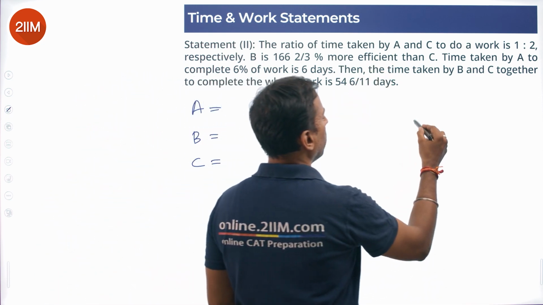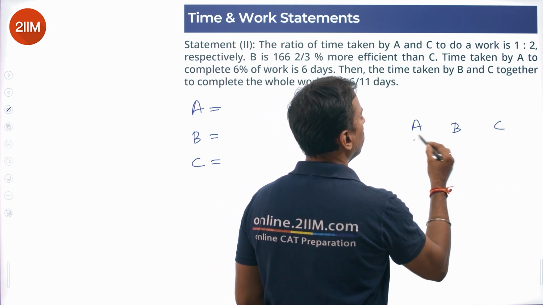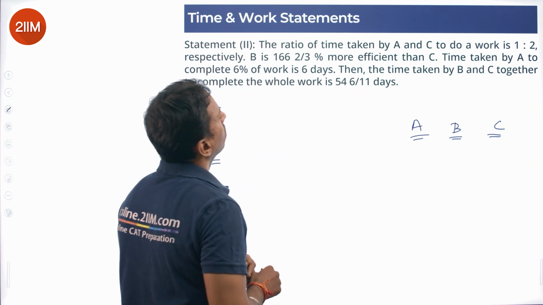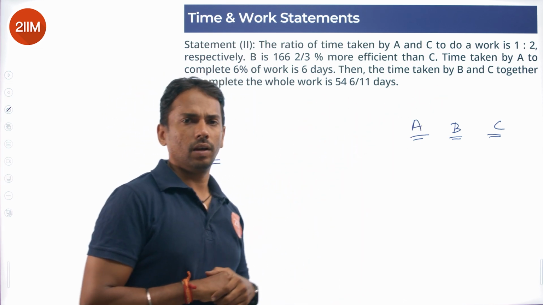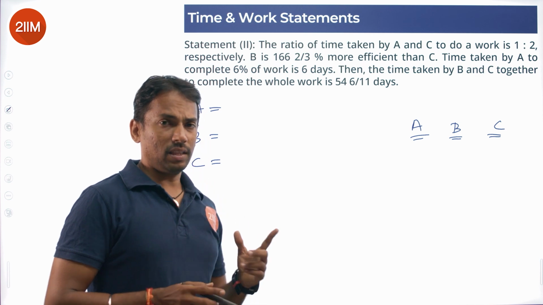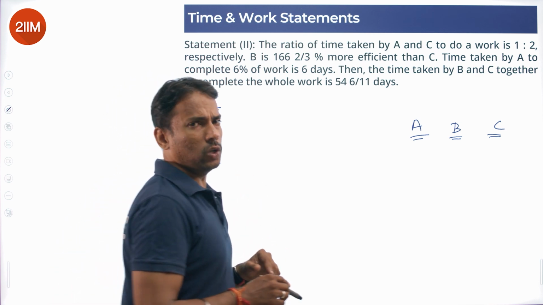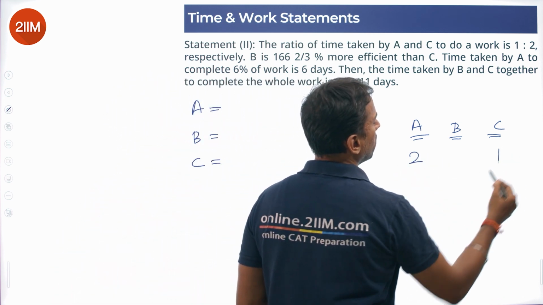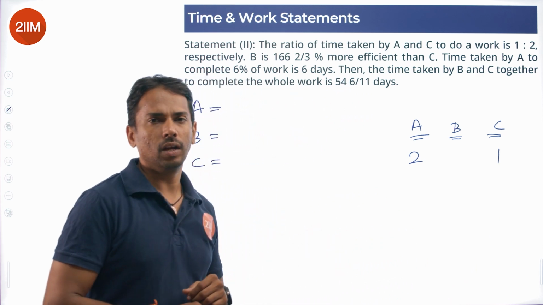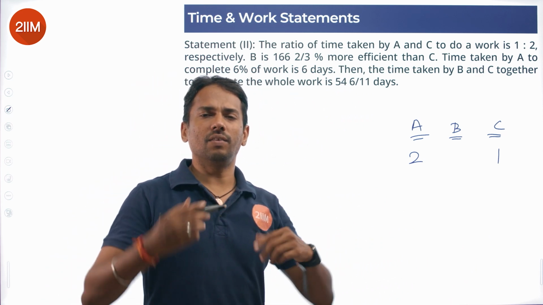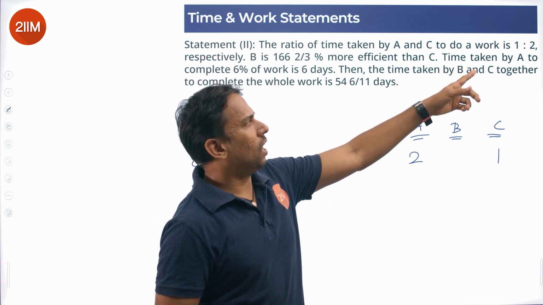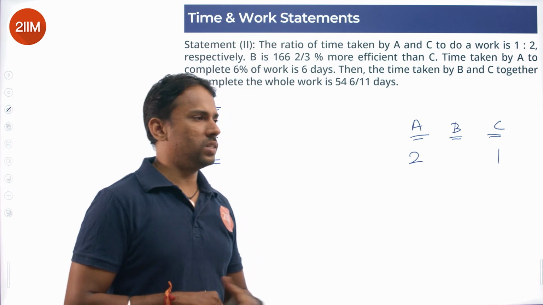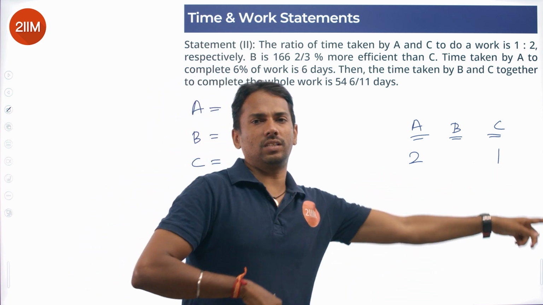So how are they comparing A, B, C? The ratio of time taken by A and C is 1:2. That means the efficiency of A to C will be 2:1. The efficiency ratio has to be 2:1, because time taken and efficiency are inversely proportional. If A is taking half the time as C, which means A is twice as efficient as C. That's the meaning.